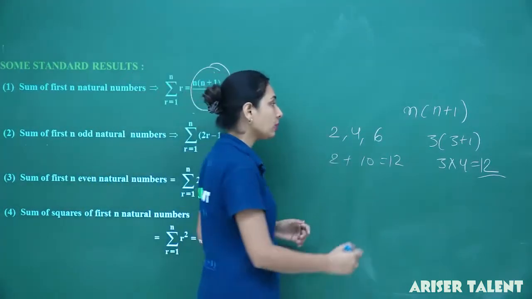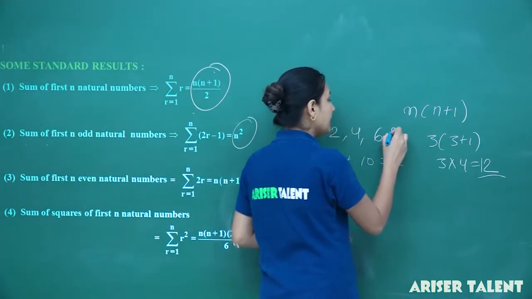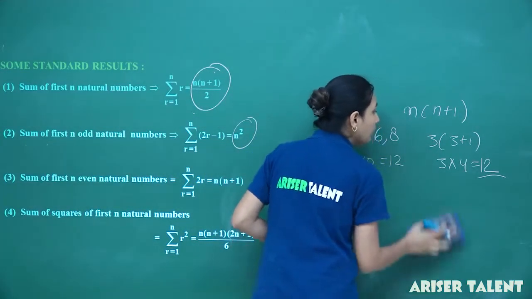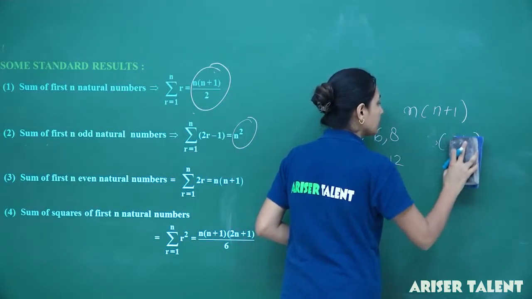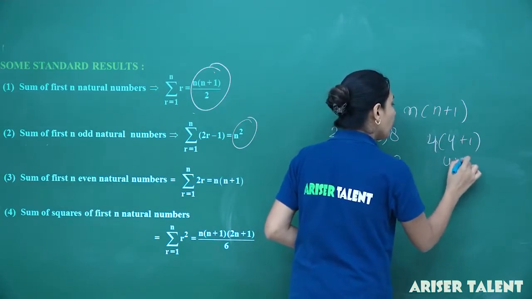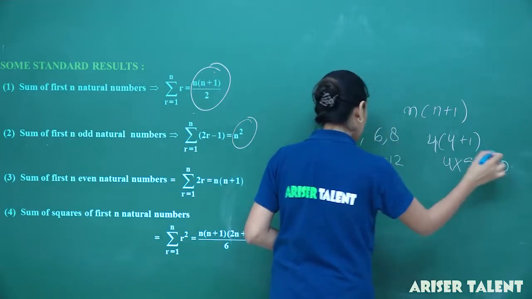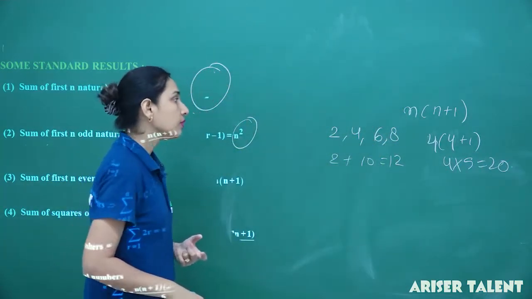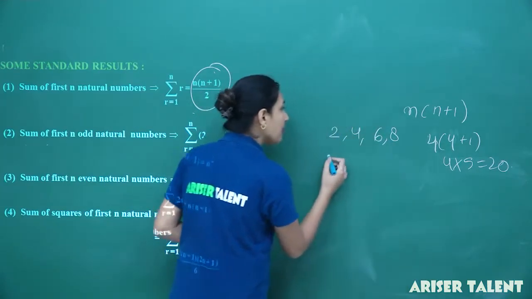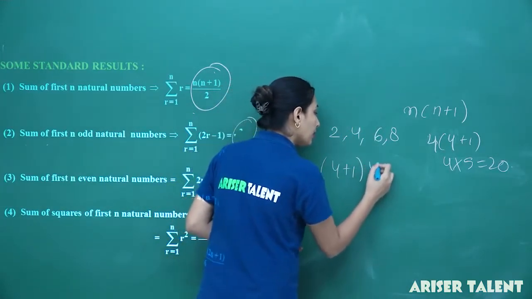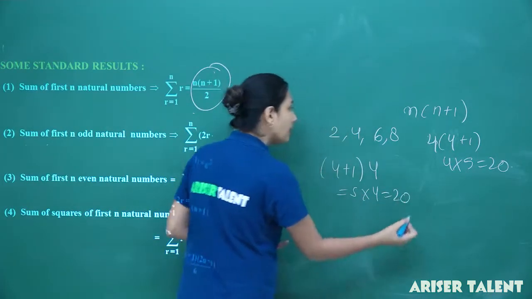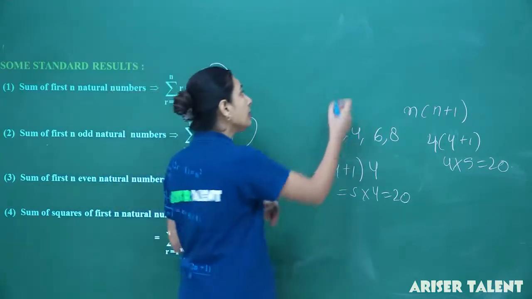Okay. Let's again cross check it. Make it 8 and the numbers are 4 here. Now again you will be getting what? 4 here and 4 here. So it will be 4 multiplied by 5, that will be 20. Okay. So now your n will be replaced by 4. So 4 plus 1 multiplied by 4 will give you again 20. Okay, forget this now.